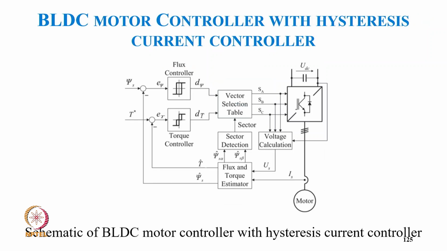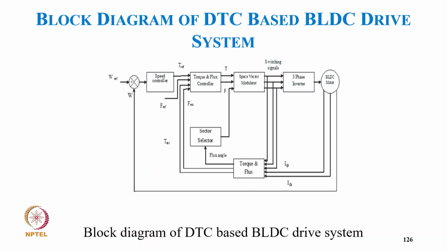Now this is BLDC with the hysteresis current controller, which sometimes people call direct torque control. We have a flux and a torque reference, and estimated flux and estimated torque from the voltage and current, and then we get the flux error and torque error. We have 3-level torque control and 2-level flux control, which we give with the position. We get the vector selection table for direct torque control, and we get the switching signals for the inverter. Of course, we have estimation of the flux as well as the torque from these blocks.